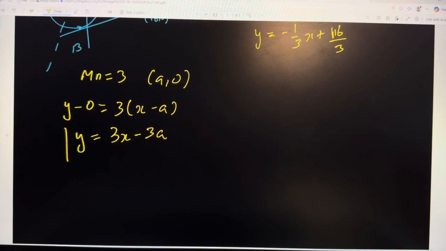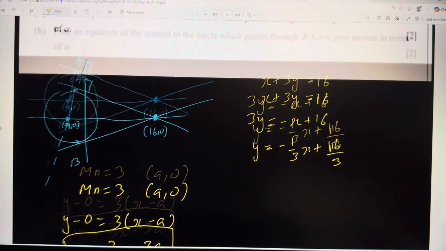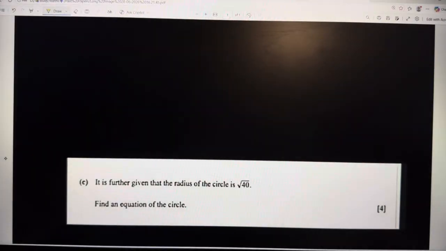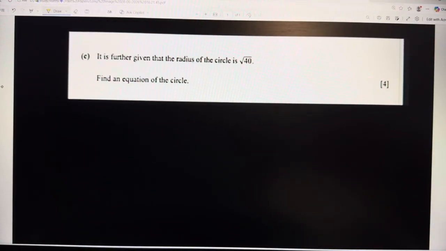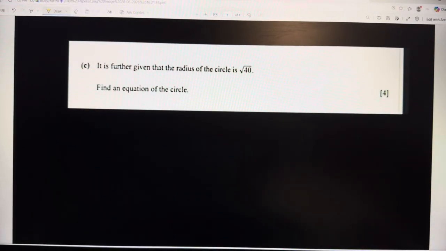So this is our equation of the normal, and in terms of a as asked, so we found it. Now, sorry, not part D, part C. This is the hardest question found by the students who took the exam. It is further given that the radius of the circle is root 40. Find the equation of this circle.